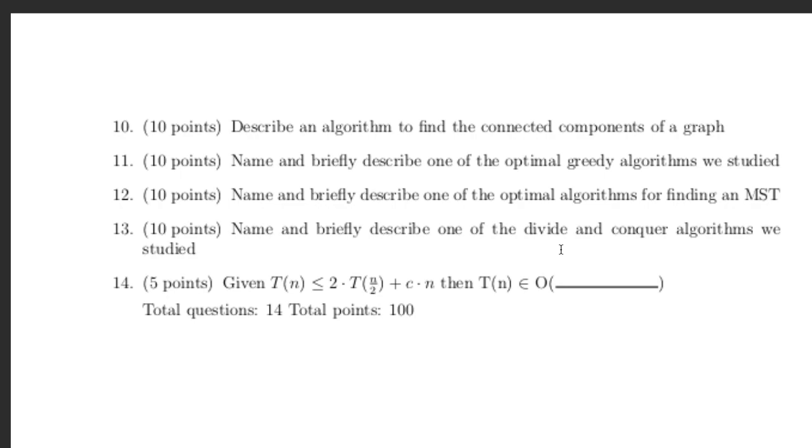Name and briefly describe one of the optimal algorithms for finding an MST. Did we just go over that? Yes, we just did, right? 13. Name and briefly describe one of the divide and conquer algorithms we studied. Remember at least one. Merge sort. Everybody will remember merge sort, right? Finding a median value from two databases. I hated that problem. That was one of your assignment things, right? Yeah. So much fun. Swimming in a bathtub full of scissors.